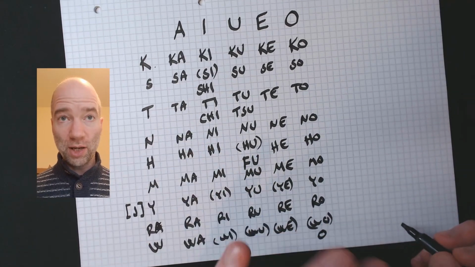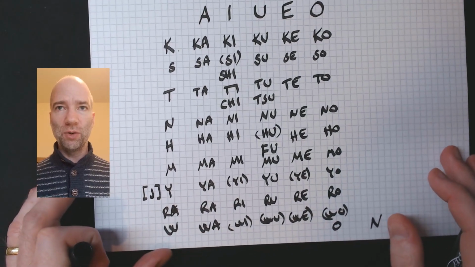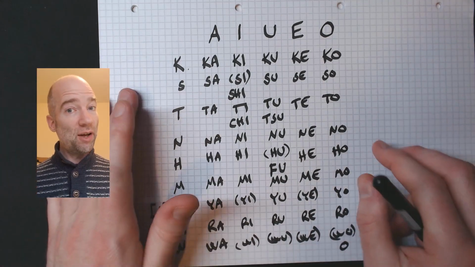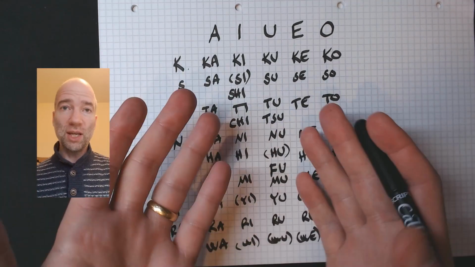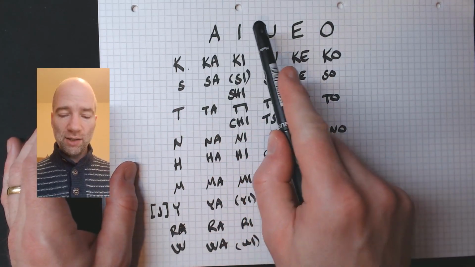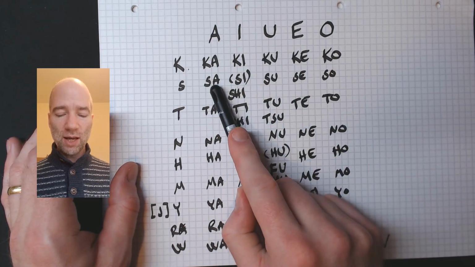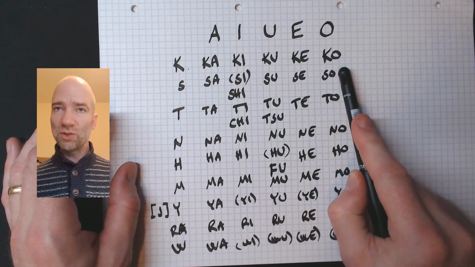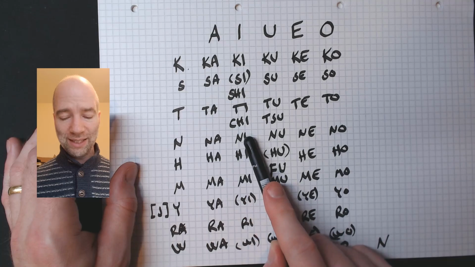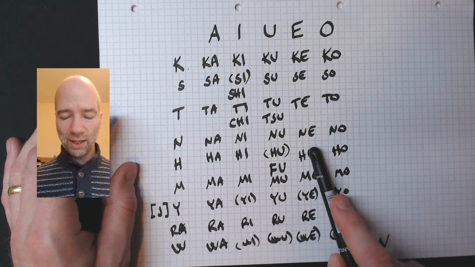And then on the same line, we often add next to this the n. So these are the basic syllables of Japanese, and there aren't that many of them. If you look at, for instance, English, there are many, many times more possible syllables. So, a, i, u, e, o, ka, ki, ku, ke, ko, sa, shi, su, se, so, ta, chi, tsu, te, to, na, ni, nu, ne, no, ha, hi, fu, he, ho.